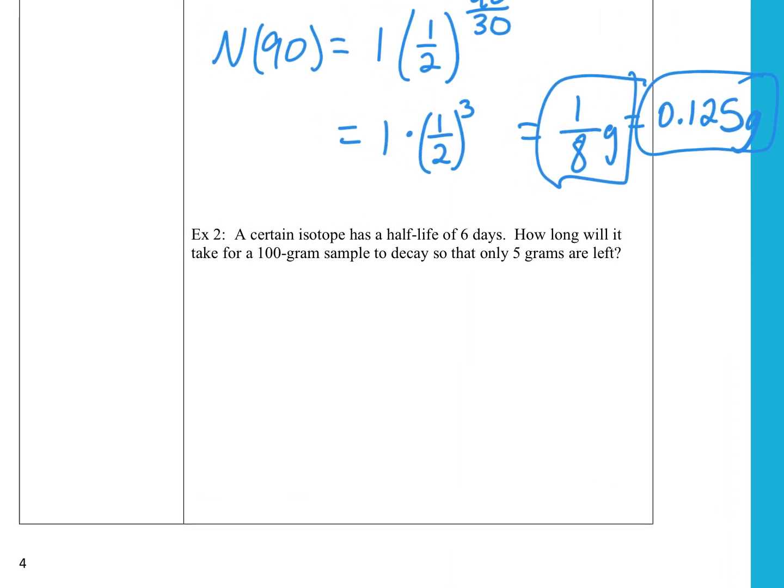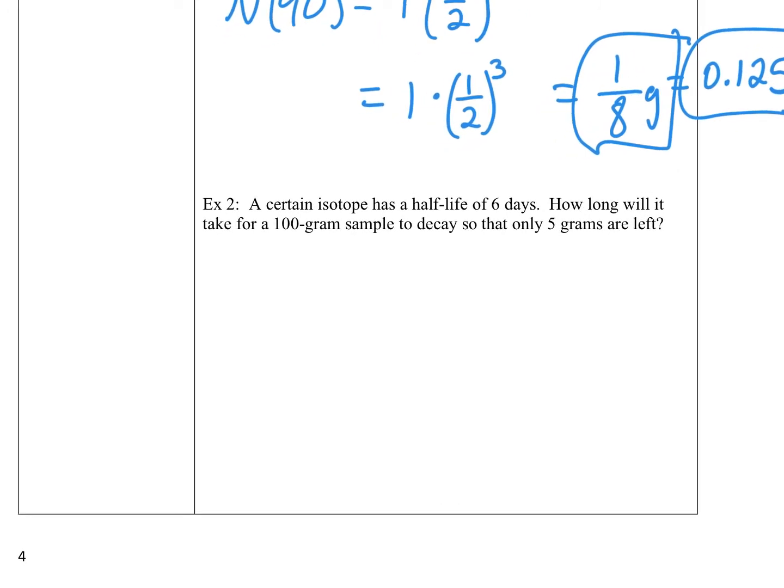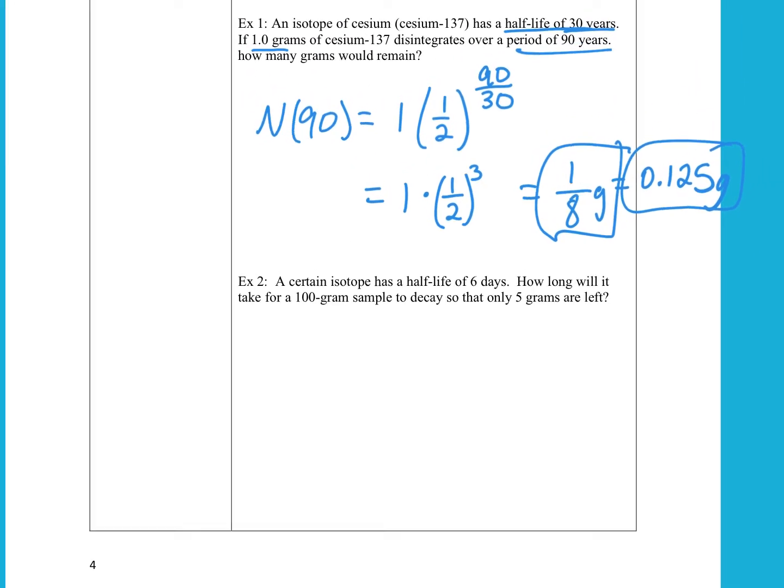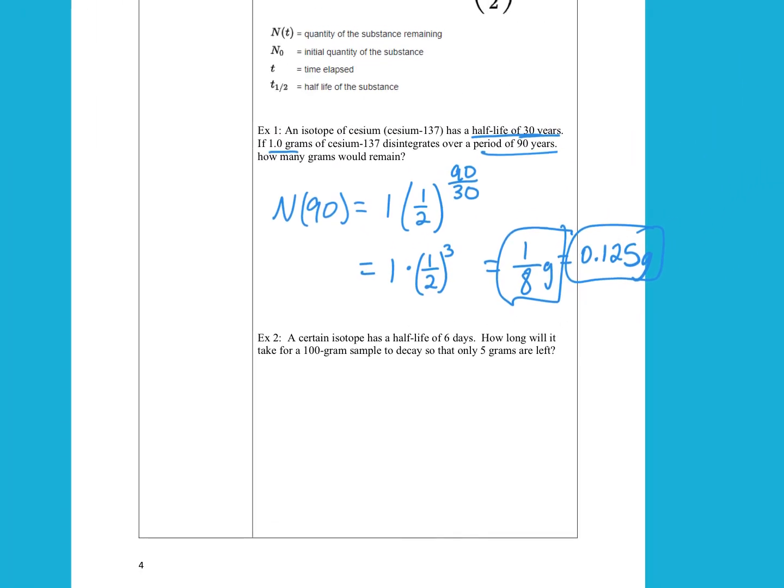We're almost done today. A certain isotope has a half-life of 6 days. How long will it take for a 100-gram sample to decay so that only 5 grams are left? This one's a little different. Okay, how'd you set this one up?